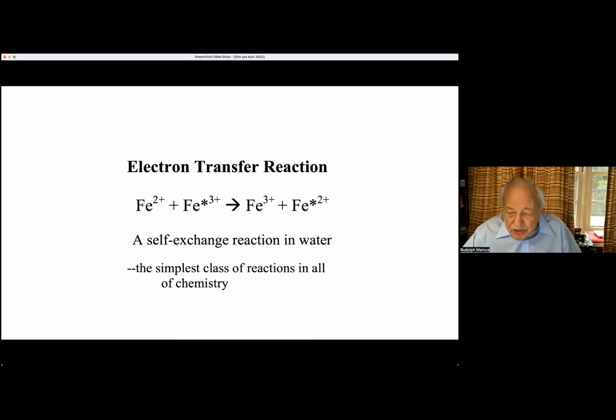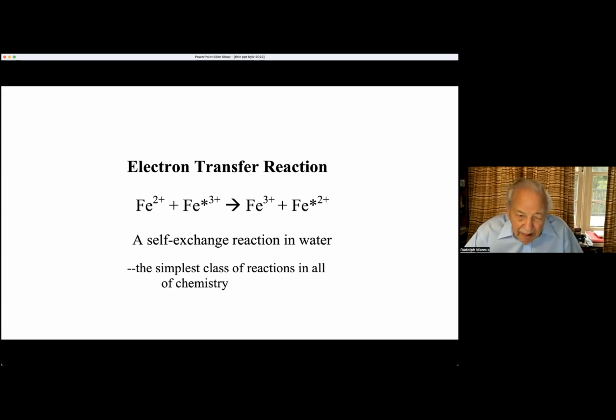They mix the two solutions and then after a while precipitate out and see what the precipitate has in terms of a radioactive ferrous ion. It began as a radioactive ferric ion and ended up as a radioactive ferrous ion. They would measure that as a function of time, and that would tell them how fast the reaction went.